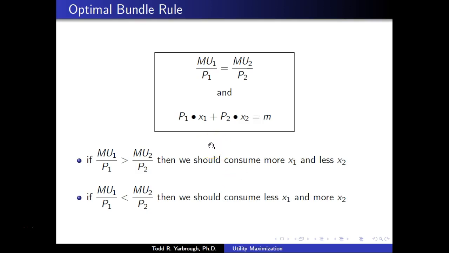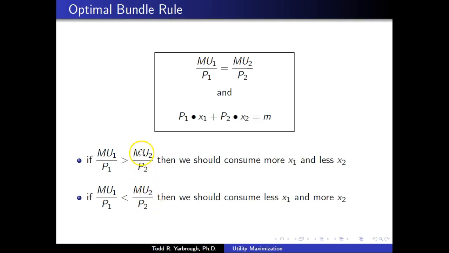The other component about the optimal bundle rule is it actually tells us what we should do when we have different marginal utility per dollar. For example, if my marginal utility per dollar for good 1 is greater than my marginal utility per dollar for good 2, this means I should be consuming more X1 and less X2. On the other hand, if my marginal utility per dollar for X1 is less than my marginal utility per dollar for X2, then I should consume more X2.